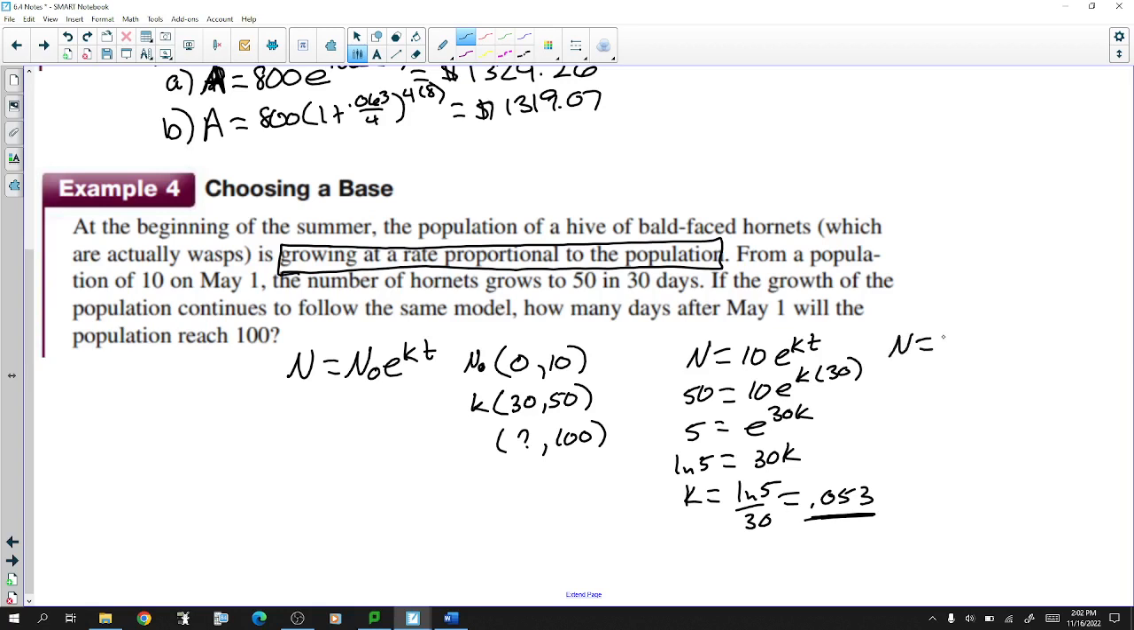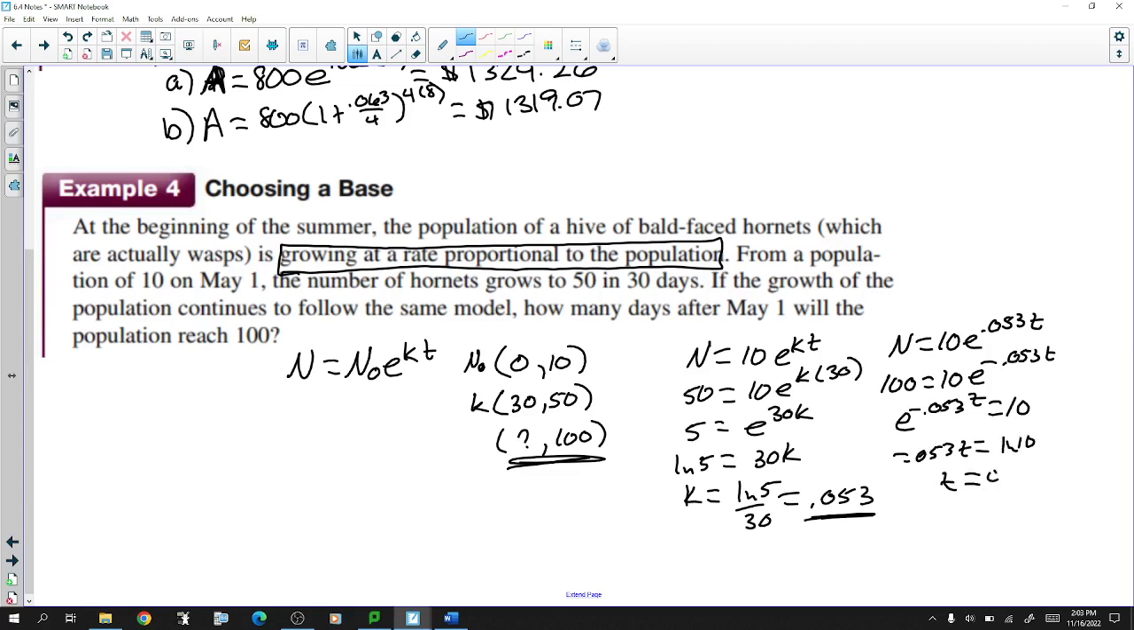So n is equal to 10 e to the 0.053t. Well, now we can plug 100 in for n, 10 e to the 0.053t, divide by 10, take the natural log of both sides, and t is equal to 42.920 days.